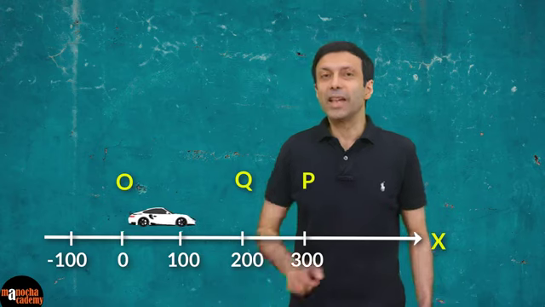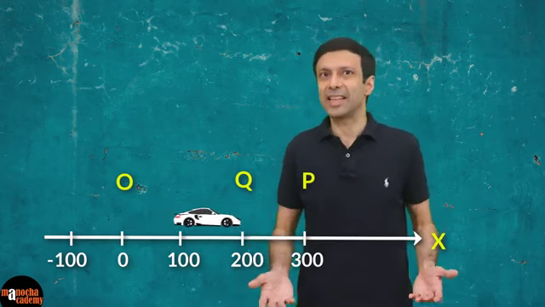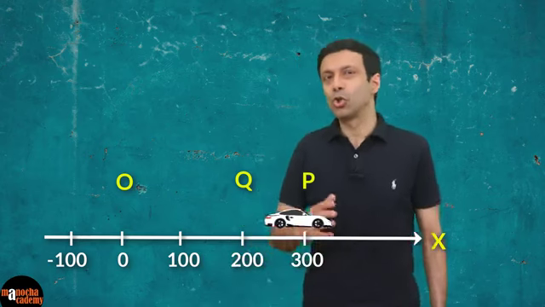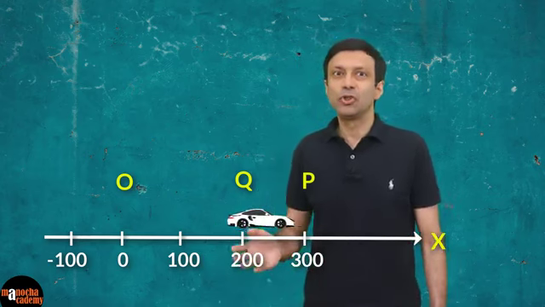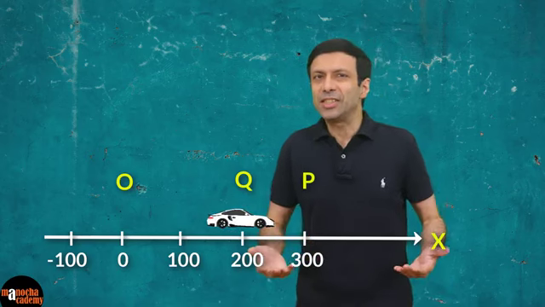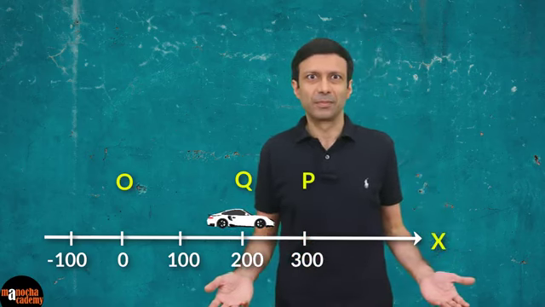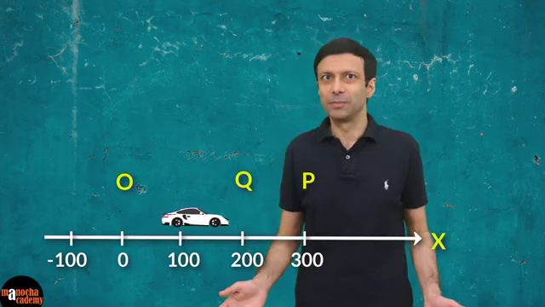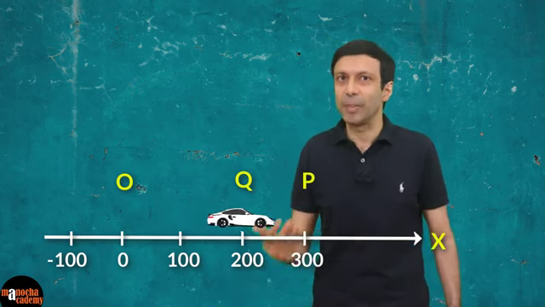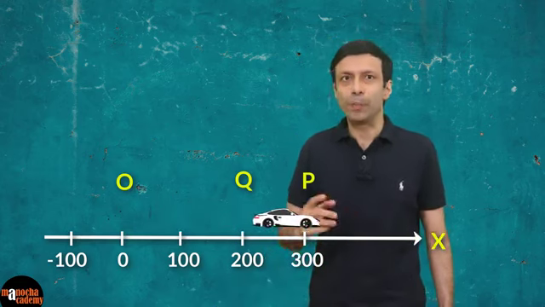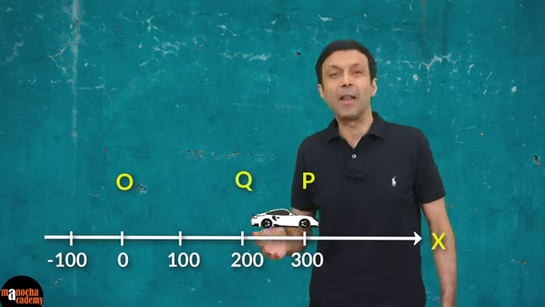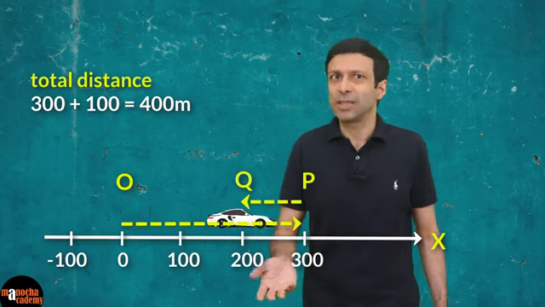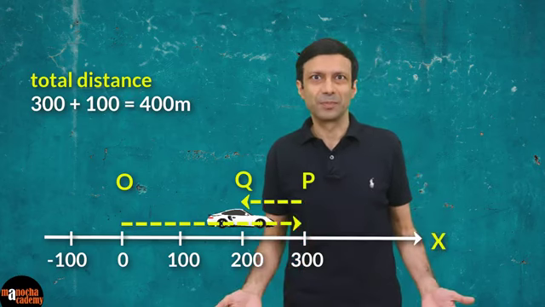Let's say a car is moving in a straight line along the x-axis as shown here. The car moves from O to P and then from P to Q. What is the distance traveled by the car? Remember, distance is the total length of the path traveled. As you can see in the picture here, the distance from O to P is 300 meters and P to Q is 100 meters. So the total distance is 300 plus 100, 400 meters.